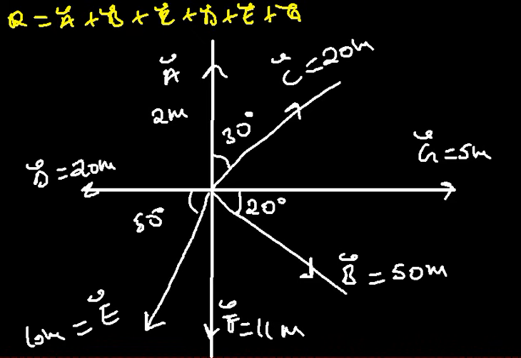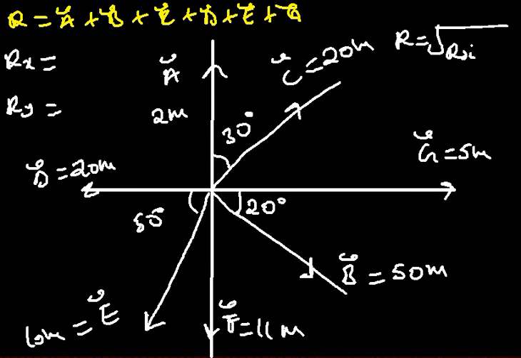And we have to add the x components, that will be given as Rx. We should have all the x components of the vectors and also the y components of the vectors. And from there we'll have the magnitude, that is the square root of Rx squared plus Ry squared, and the direction will also be given in the same way.